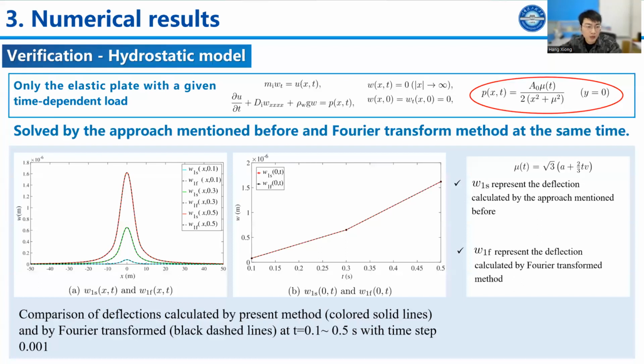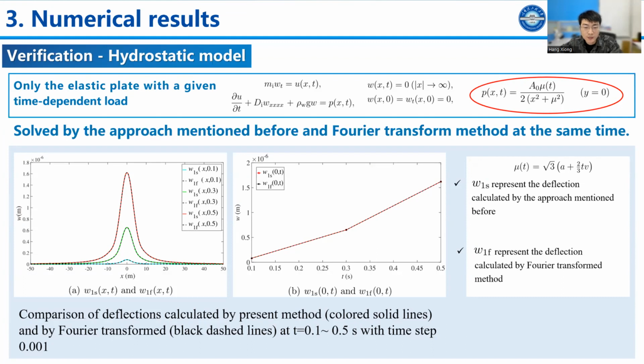The deflections calculated by the present method and the Fourier transform method are compared. Here three time instants are selected. Note the spatial form of u_t is selected here.